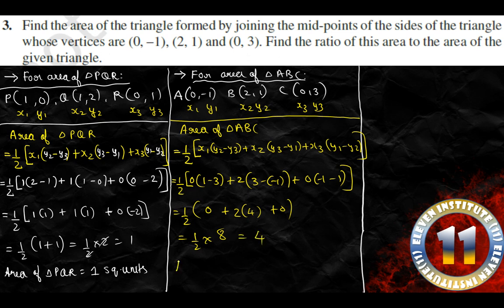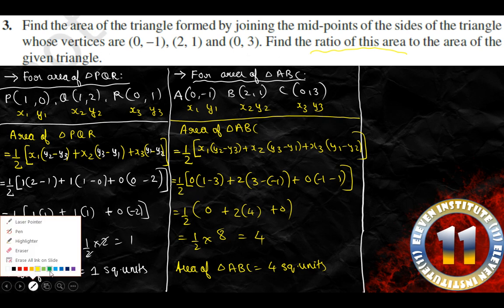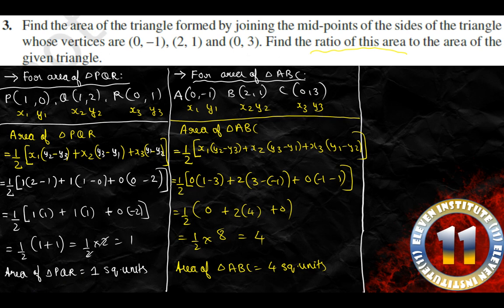So finally I can write that area of triangle ABC is equal to 4 square units. Now we have to find the ratio of this area to the area of the given triangle. So this area means PQR. I will change the color for a minute. This area means area of triangle PQR, and the given triangle means area of triangle ABC.